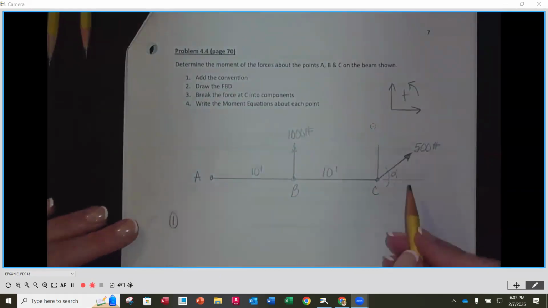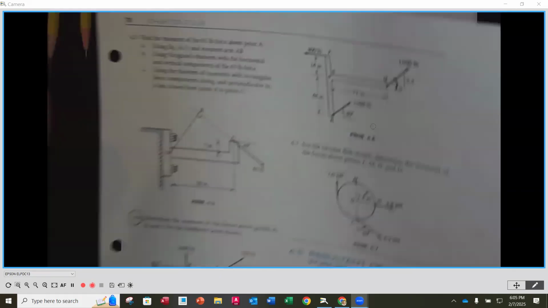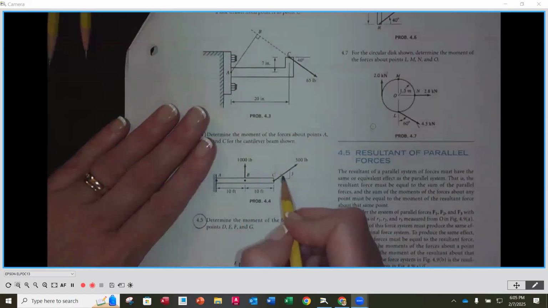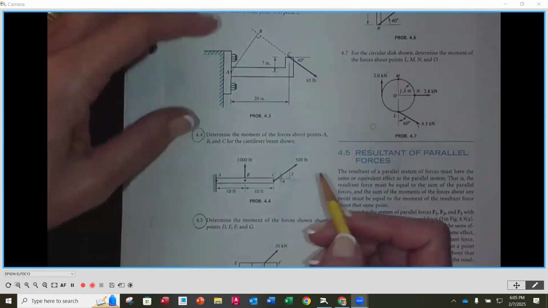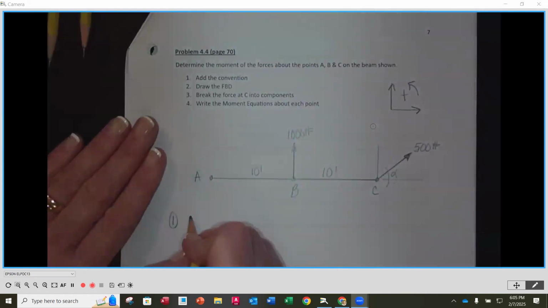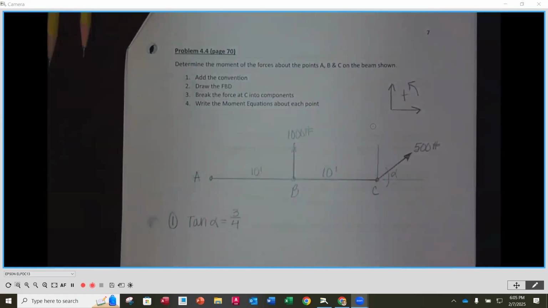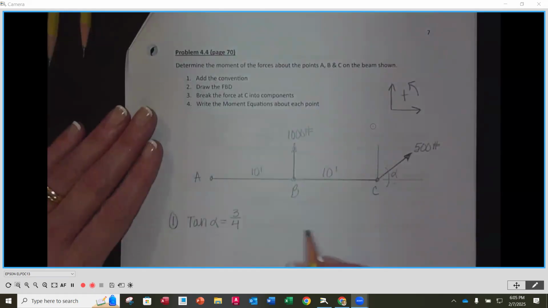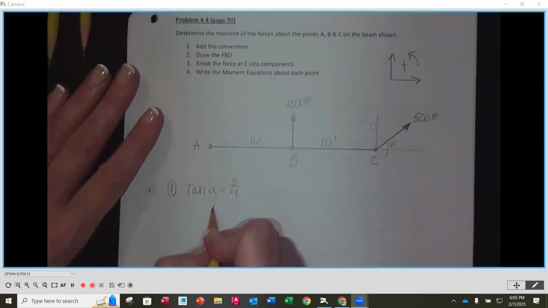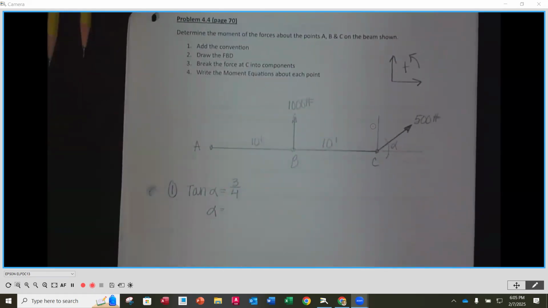So I'm going to look at my problem again. If I want to find this angle right here, I have the side opposite and the side adjacent, so I can use the tangent function. So tangent alpha is equal to 3 divided by 4. And there are no units there. It's just giving us the rise over the run. So alpha in this case is like 53 point something.